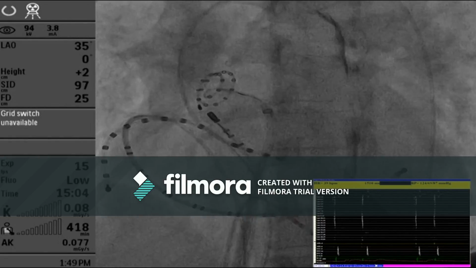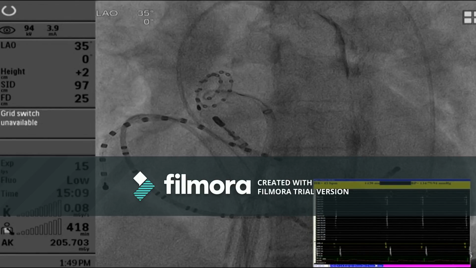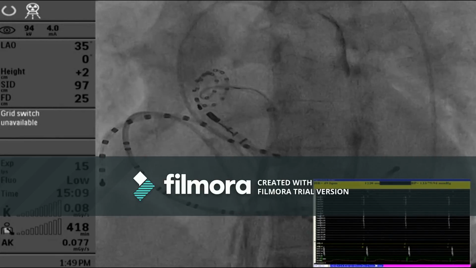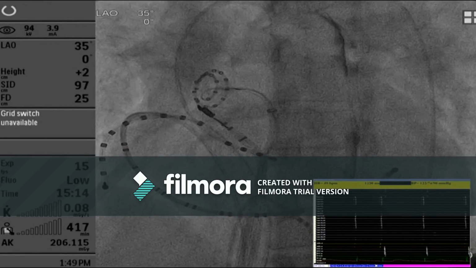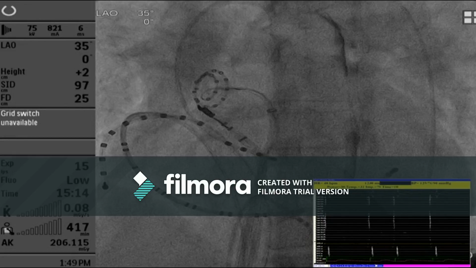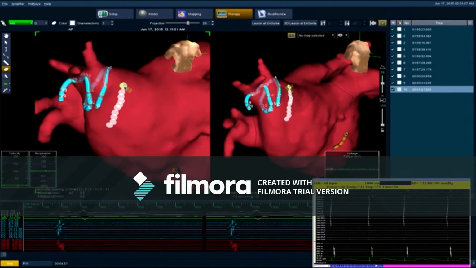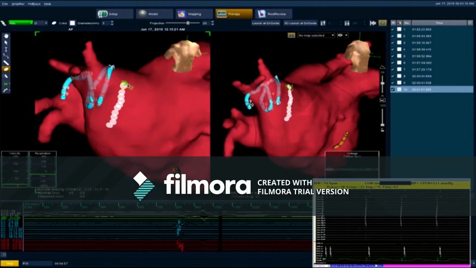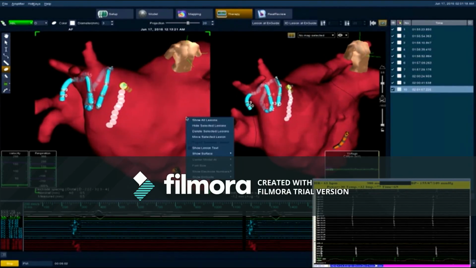Like this, clockwise anterior. You can clearly see the PV. I like to start from here. Ready? Go. Keep the clockwise rotation, from here all the way to the junction between the RIPV and the roof.